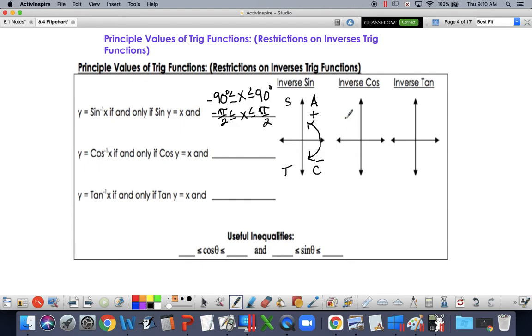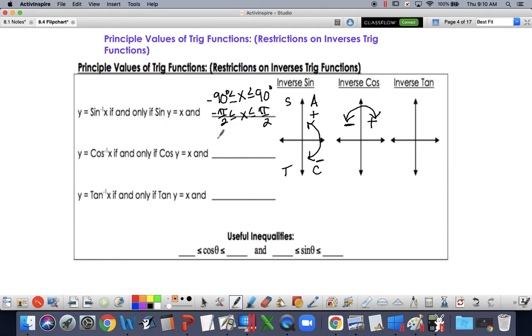Now let's talk about cosine. Well, cosine is positive here, and cosine is negative here. So this one's a little bit easier. We're going to include these two quadrants, because by including these two quadrants, I pick up both the positives and the negatives.